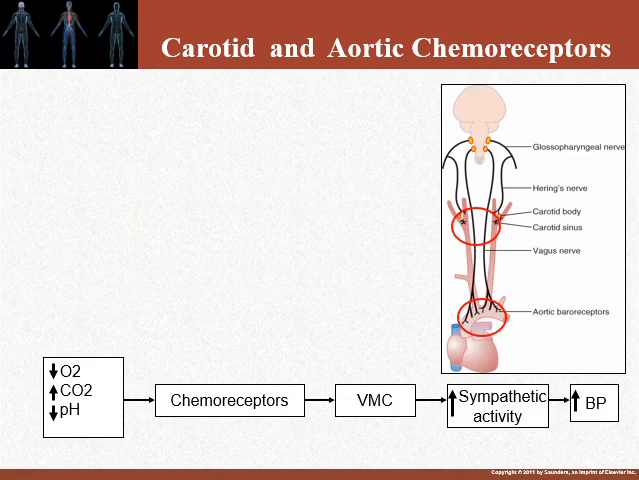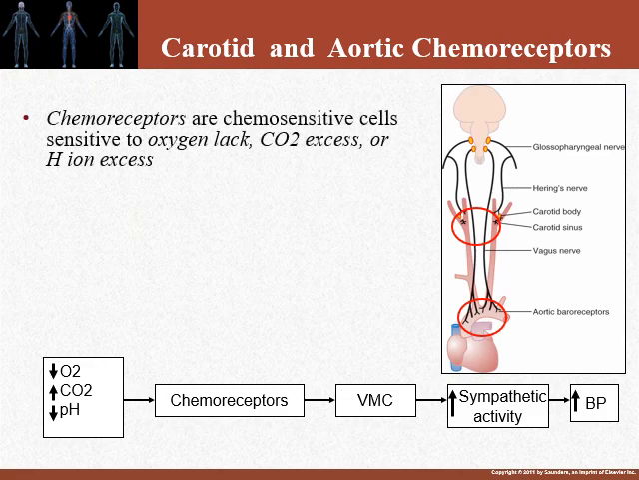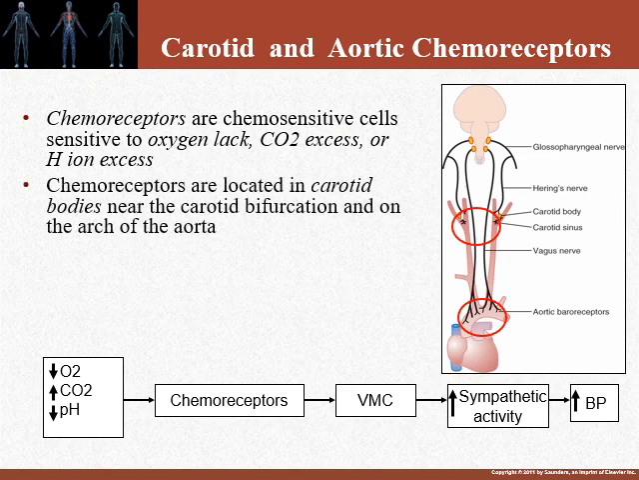Now let's look at another type of reflexes and another type of receptors which are called chemoreceptors. الكيموريسبترز are unlike the baroreceptors. They are sensitive to chemicals. Okay, they are chemical or chemosensitive. They are sensitive to lack of oxygen or hypoxia. They are sensitive to CO2 increase or excess. They are sensitive in excess of hydrogen or protons.